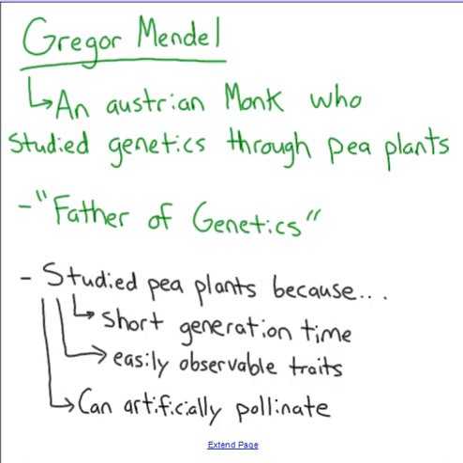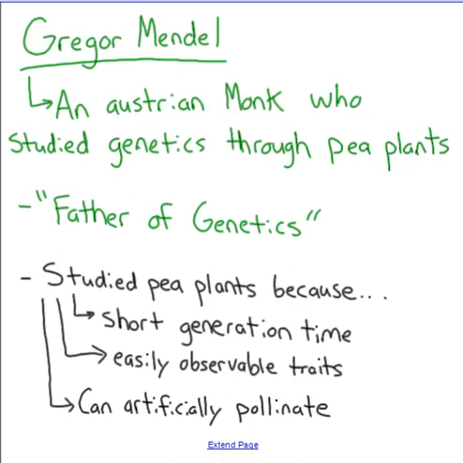We, of course, need to take our hats off to Gregor Mendel, who is considered the father of genetics. He was an Austrian monk who studied genetics through studying and observing pea plants. And he studied pea plants for a very, very long time. And we're going to talk about what he discovered here in a second. But the reason why he studied pea plants, the list goes on and on, but there are 3 big ideas why he studied pea plants.